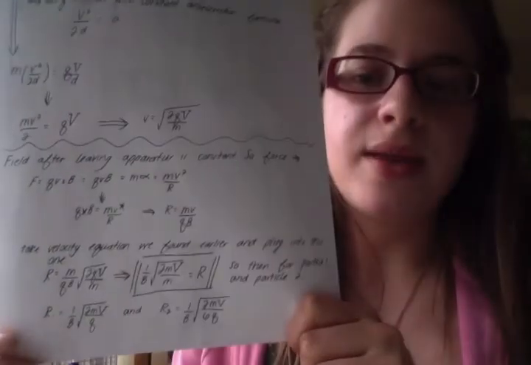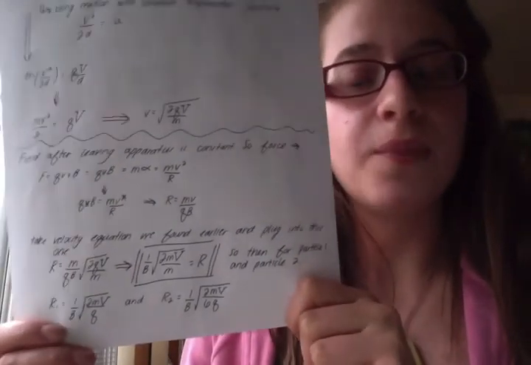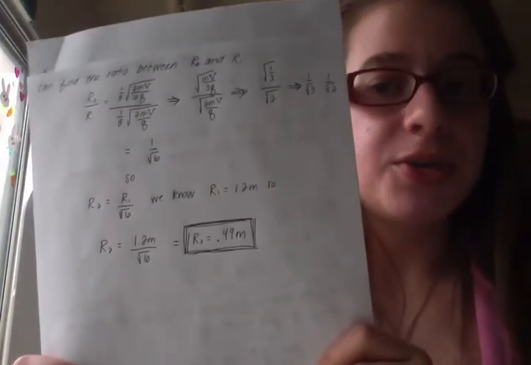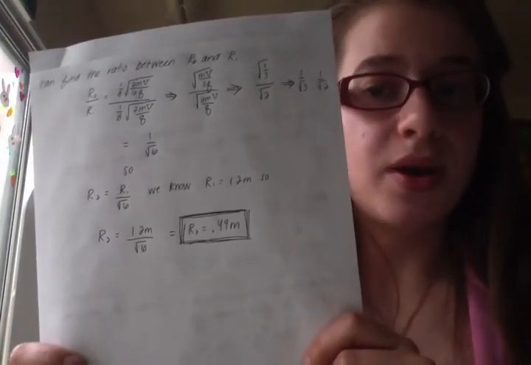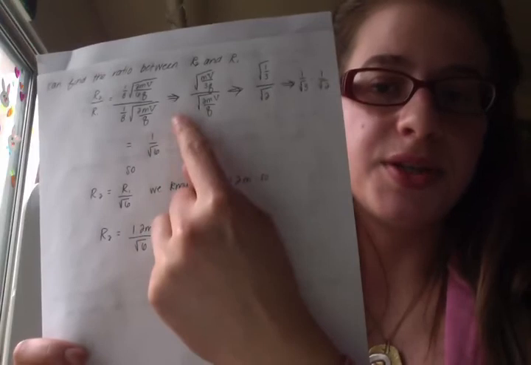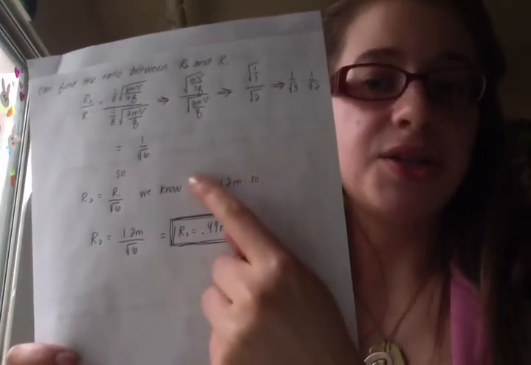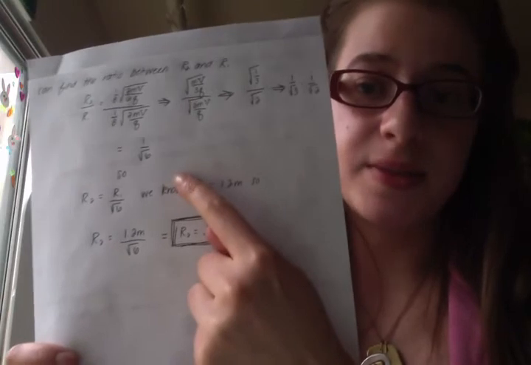And then using that, we can plug in the values for particle 1 and particle 2, as given here. Now we can find a ratio between radius 2 and radius 1, just plugging in the equations that we found earlier. And after some simplifying, we get that the relationship is 1 over the square root of 6.